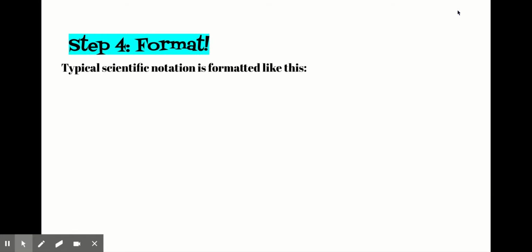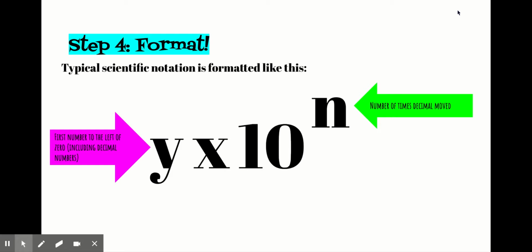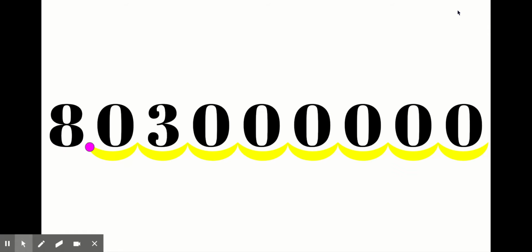Now it's on to formatting. Scientific notation is typically formatted like this: y times 10 to the nth. We're going to let y stand for the number that we selected that is to the left but is not 0. In our case, it's 8.03. And then in the top right, we're going to let n stand for the number of times we moved the decimal. In our case, that's 8. Remember when we did all those swooping motions?